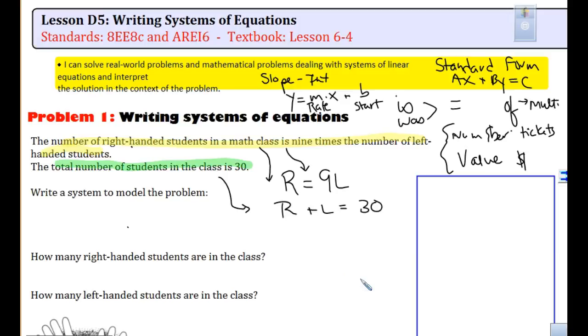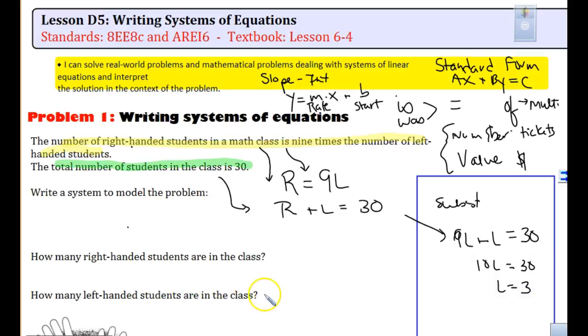If you were looking at this one, Ryan, would you say substitution or elimination to solve? Substitution. I would go substitution too. And if you were substituting, tell me what I would write. Well, then it'd be 9L plus L equals. I agree. 9L plus L equals 30. I have 10L equals 30. And my left-handed students happens to be 3.